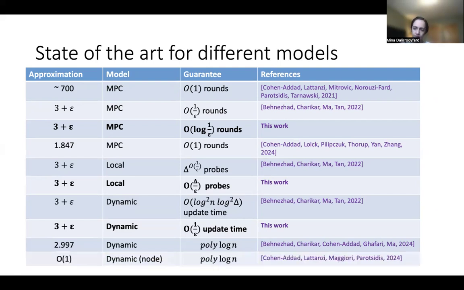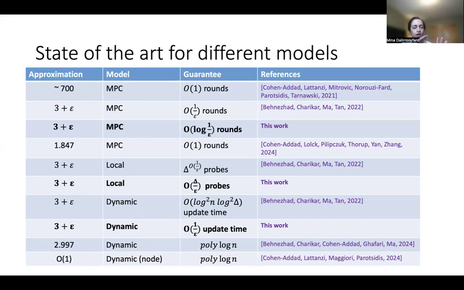And in ICML 2024, there's another paper for the dynamic setting, but where nodes are appearing and disappearing instead of edges changing. Obviously, this is a harder problem than when just one edge changes. So they give an order 1 approximation algorithm in polylog n update time. The order 1 is quite big, a lot bigger than 3, but this is basically the best that we know for the node dynamic setting.